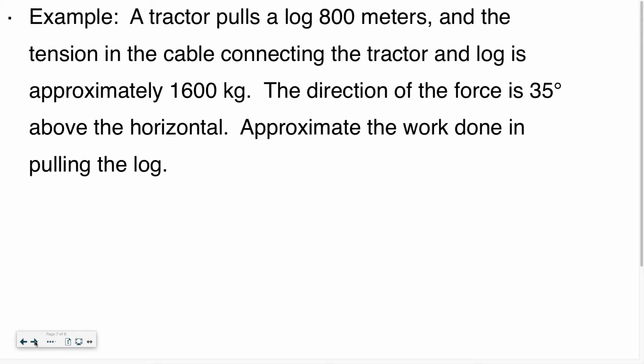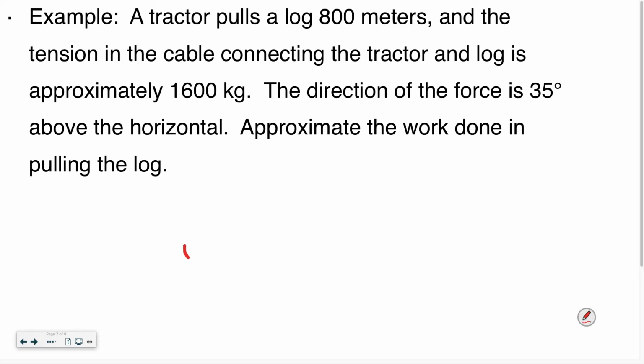A tractor is pulling a log 800 meters, and the tension in the cable connecting the tractor and the log is 1,600 kilograms. Those of you who are in physics, I'm really sorry, not everything is measured in newtons. Remember, in math, we often use a different system than what you do in physics. The direction of the force is a 35-degree angle with the horizontal. How much work is being done pulling the log?